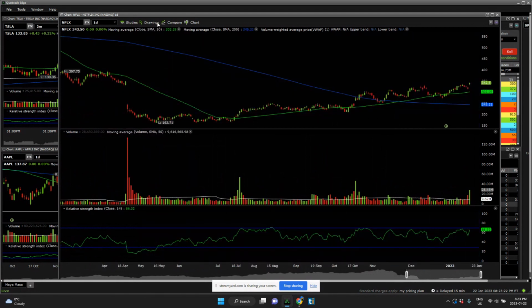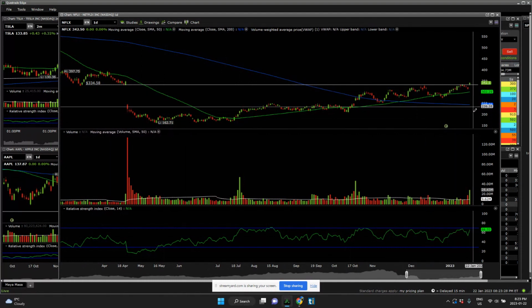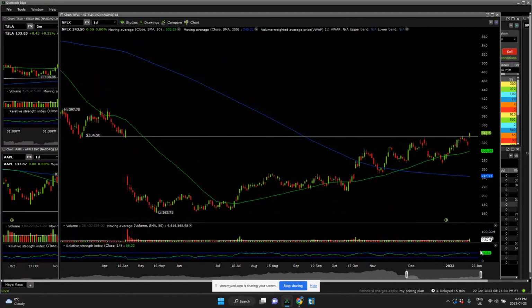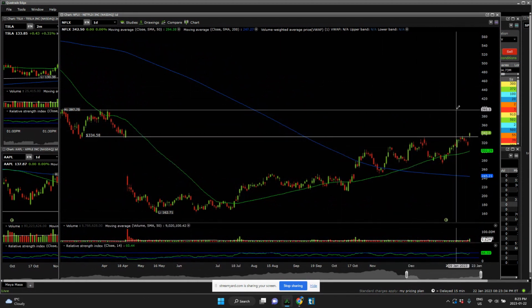Okay, let's just review Netflix really quick here, one sentence on it, because it actually broke through the resistance. That's really strong. It broke right through the resistance. Oh my goodness, that's really good.